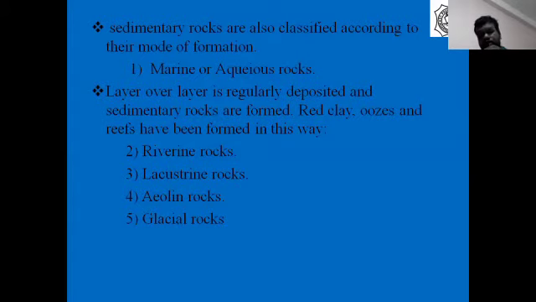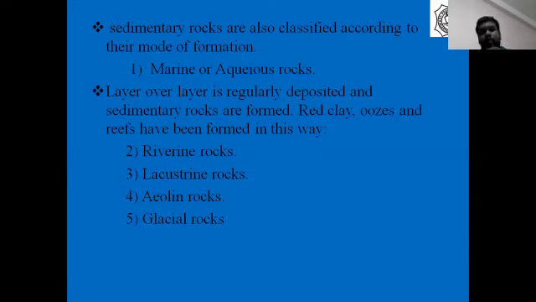The larger, bigger, and heavier particles which are carried by the river are deposited first in the sea. The smaller and finer particles are deposited later, carried far away. The first to be deposited are the pebbles, followed by sand and mud. Organic deposits are found at greater depths in marine or aqueous rock.